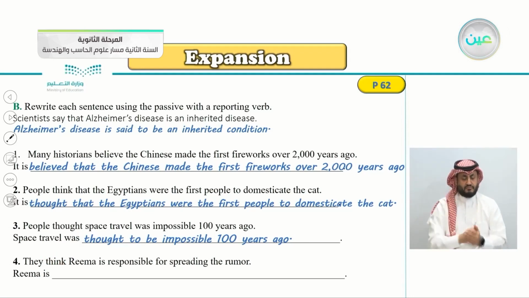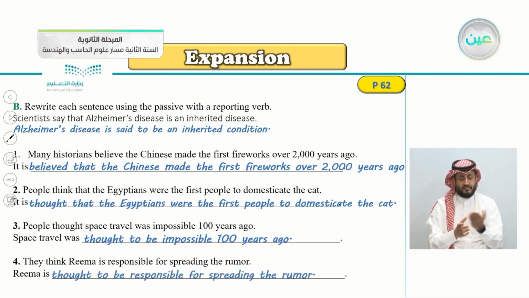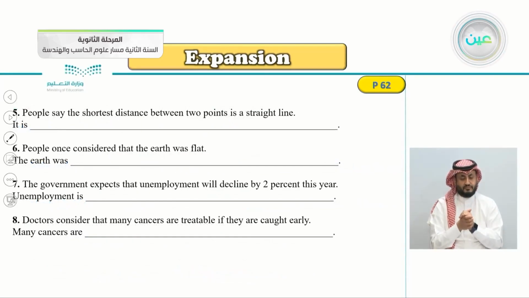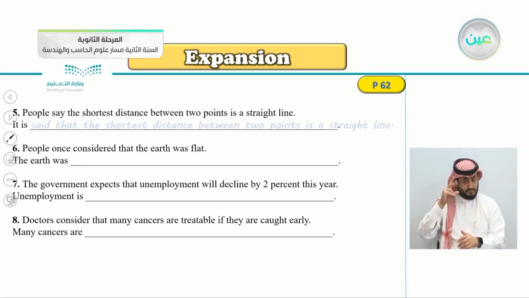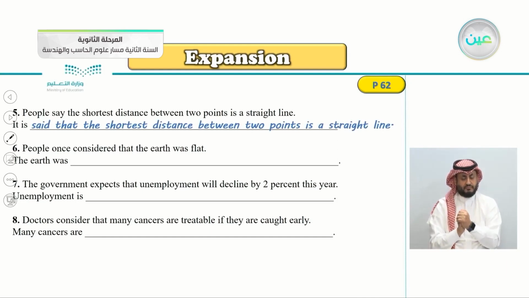So what do we say here? Rima is, yes, very good. Rima is thought to be responsible for spreading the rumor. Number 5, people say the shortest distance between 2 points is a straight line. So it is, yes, it is said that the shortest distance between 2 points is a straight line.